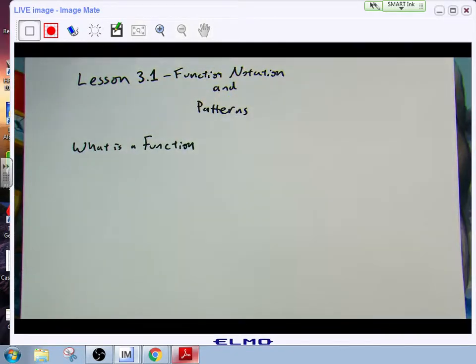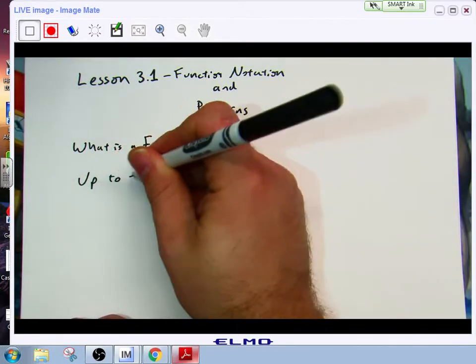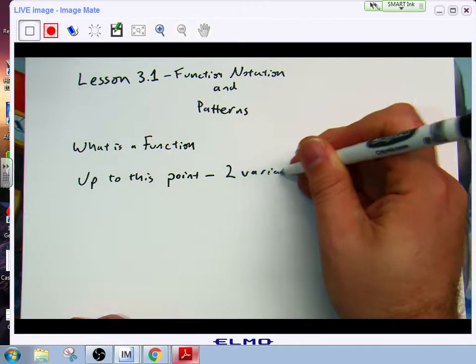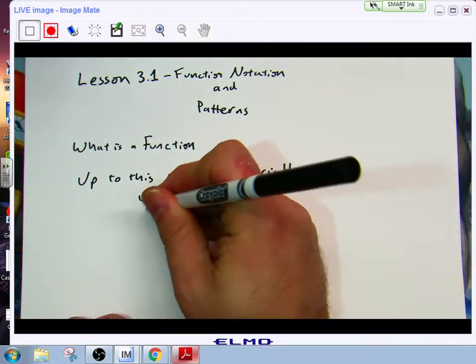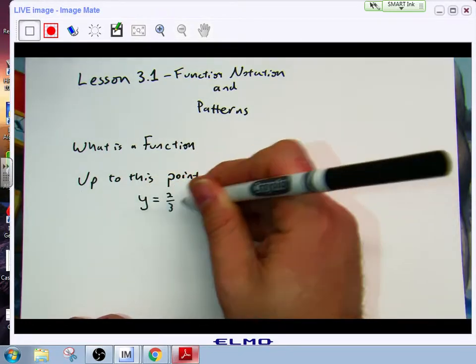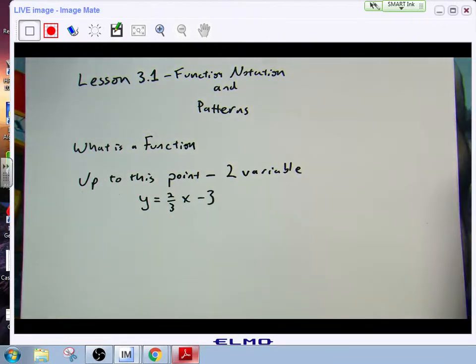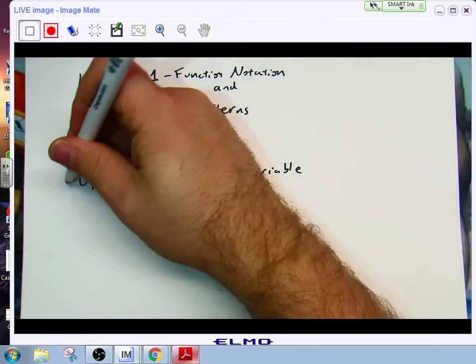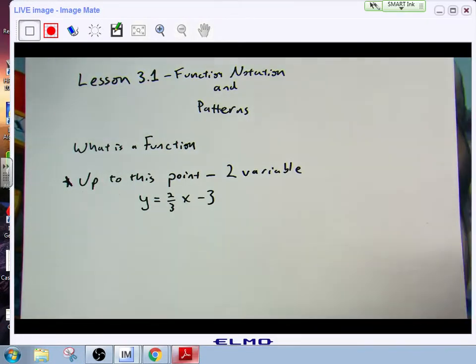A function is going to look very similar to a lot of the things we've already been doing. Up to this point, we've looked at two-variable equations, like y equals 2/3 x minus 3. We'd understand it, know how to graph it, find its slope and its intercept, and so on. This is very close to what a function is.